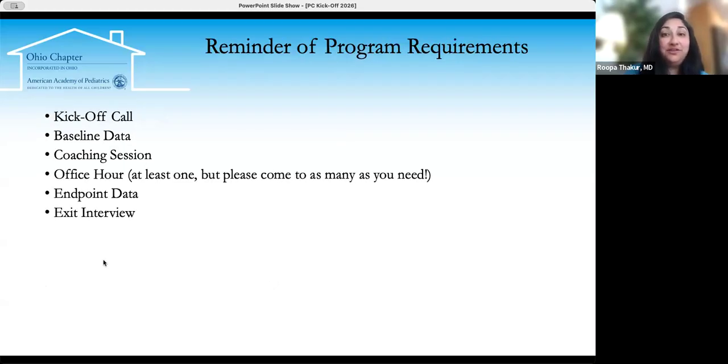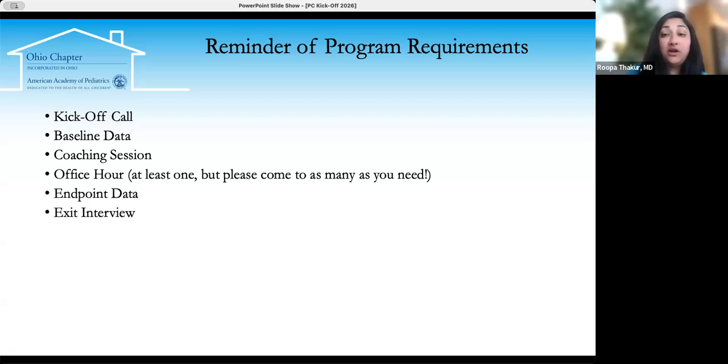So I'll end here with another reminder of the practice coaching program requirements this year. You're already at the kickoff call here today. You're going to complete your baseline data collection prior to your first coaching session. Hopefully we can get that done today. I know Suhavi is really looking forward to receiving that from you. So baseline data collection as soon as possible. Coaching session will come up next.